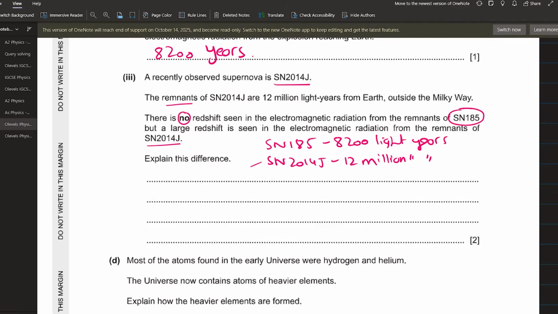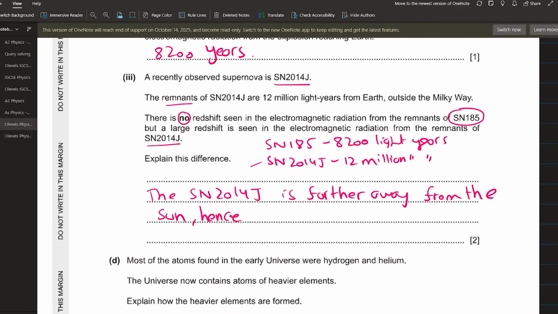You can write this here. The SN2014 capital G is further away from the sun. Hence, it experiences what? It experiences a larger red shift. Simple.